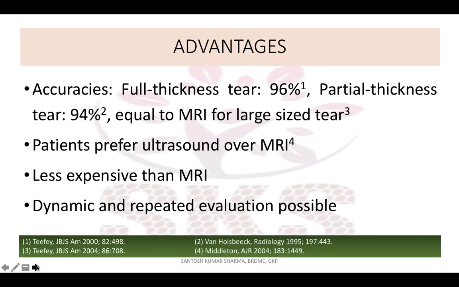So why ultrasound? What are the advantages? The first and foremost is that it is very accurate, and its accuracy is almost equal to the MRI, especially for the full thickness tears, where it approaches almost 96%, while for partial thickness it is 94%. Patients will obviously prefer ultrasound over an MRI because it's so easy and can be done bedside. Then obviously it's less expensive, and the important part is that it's dynamic and it can be repeated n number of times.